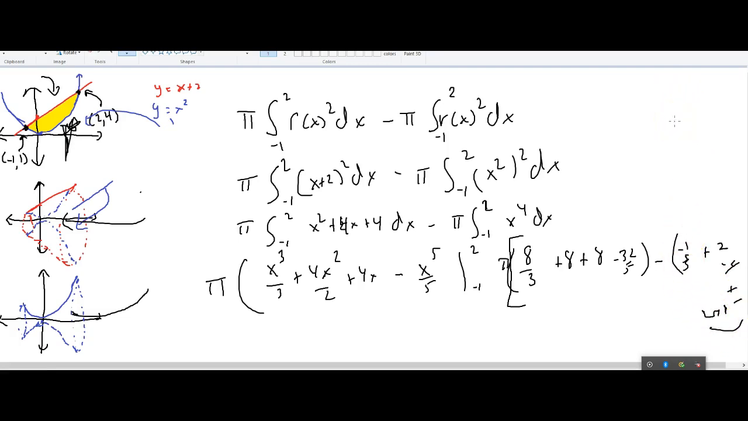So the bottom line is, the way this works is you're just going to take the outside one minus the inside one. The official formula ends up looking like this. Outside one minus inside one. Agreed?